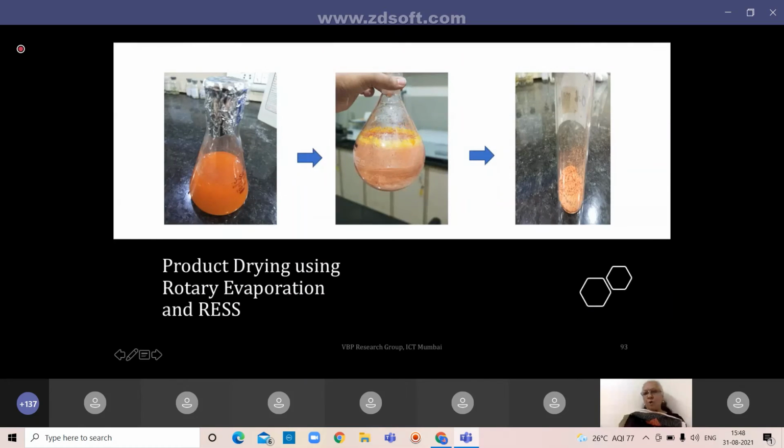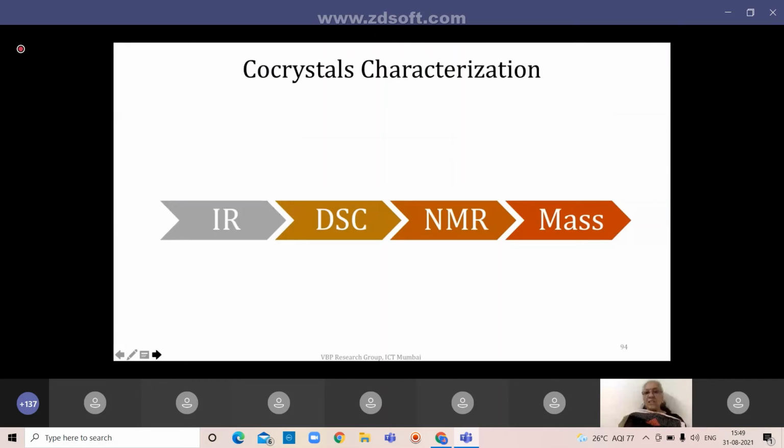We've done two methods. One is simple rotary evaporation, because you just need to evaporate the solvent, right? The other is we have also used RESS. I told you we have a supercritical setup, so rapid expansion of supercritical solvent technique. What we get is a powder. Just by looking at the color, we knew that co-crystal had formed. But this was given as a BTech project to a student, so obviously he did all the studies.